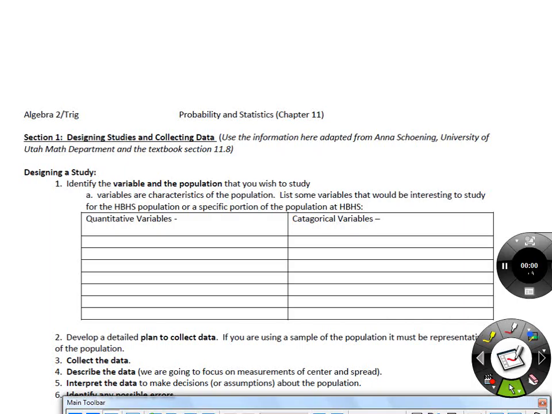So first we're going to talk about designing studies and collecting data. So today's focus is going to be on that. All right. You guys know some of this because these are things people do all the time in different scenarios. That's why statistics is pretty cool. It's not like a math, like I only learned this in math.